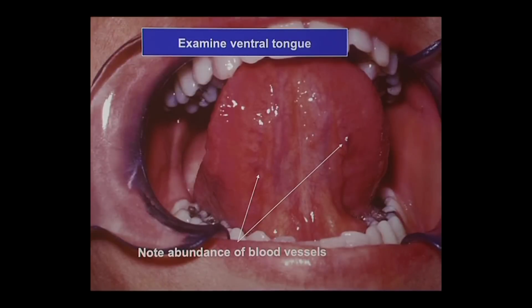We look at the ventral tongue, basically underneath the tongue, and we often see lots of blood vessels. If somebody is taking a baby aspirin a day, which is very common in the general population, many of us take a baby aspirin a day, these might become quite prominent. And sometimes you might even see little red patches. The aspirin is basically a blood thinner, and so you get little broken blood vessels underneath the tongue.